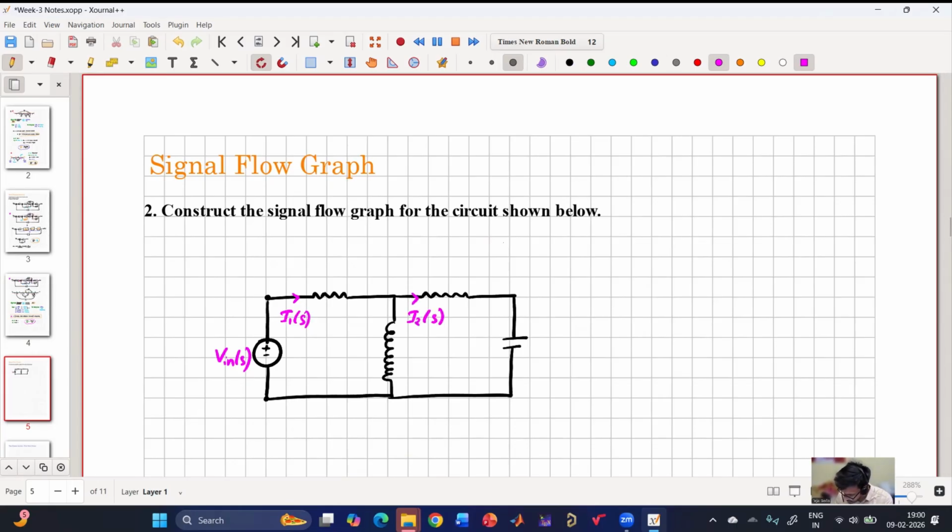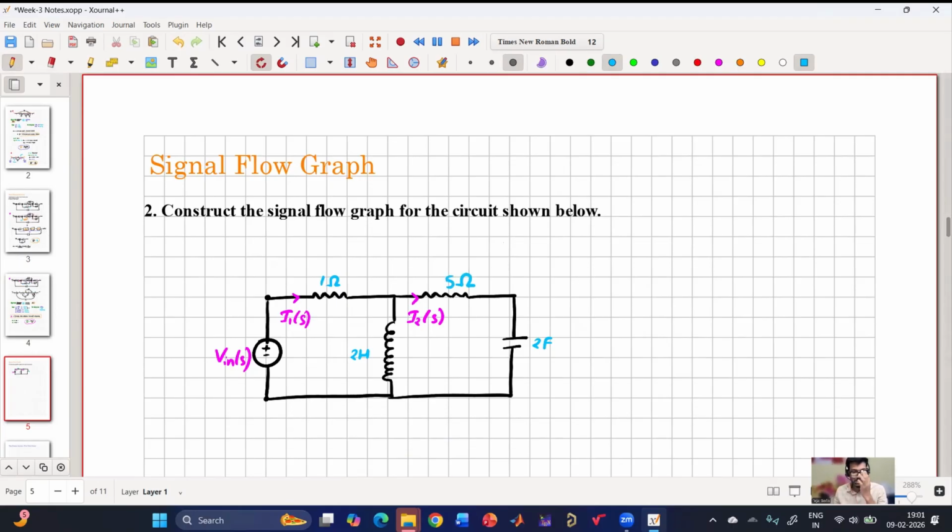Say the resistor is 1 ohm, this is 1 ohm, this is 1 ohm, and capacitance is say 2 farad, and inductance is say 2 Henry. Or let us consider this differently. Let us consider 5 ohm.